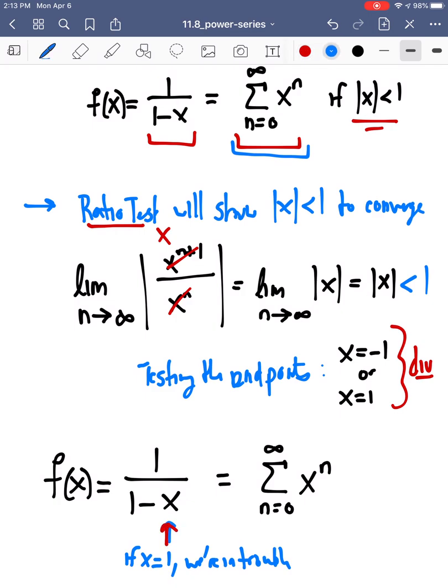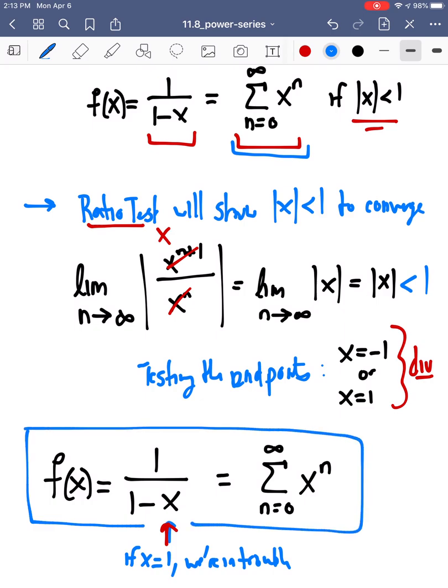So this is the first power series that we need to commit to memory. And what we're going to do next is basically use this power series to tell us other power series of similar looking functions. Check out those videos.